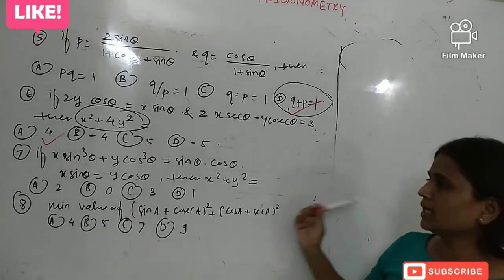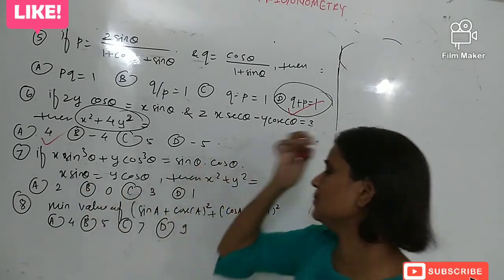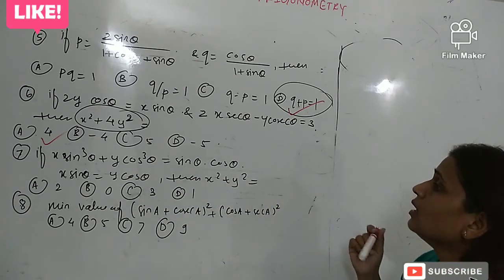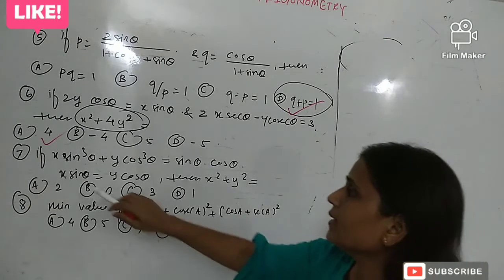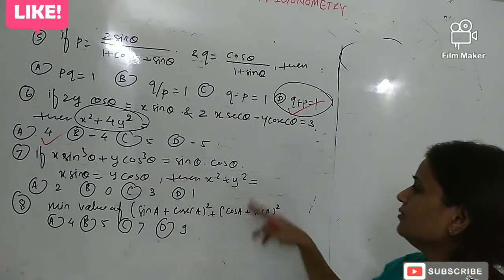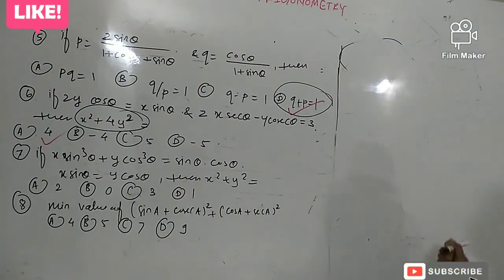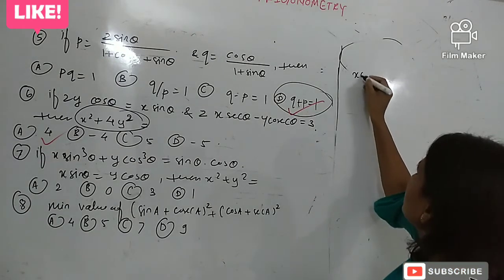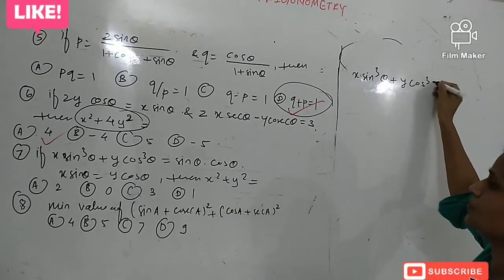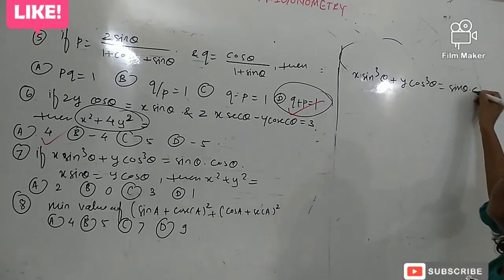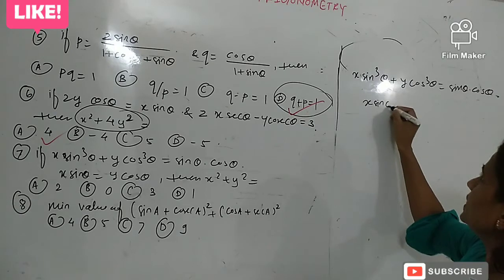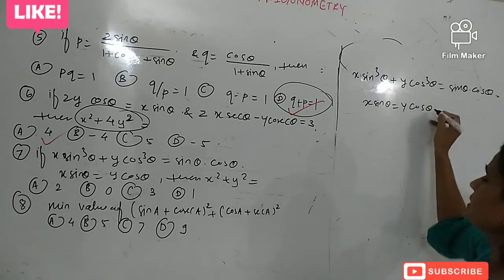Moving to our next question. Our next question is: if x sine cube theta plus y cos cube theta is equal to sine theta into cos theta, and x sine theta is equal to y cos theta, these two equations are given, then find out the value of x square plus y square. So again start from the given equations: x sine cube theta plus y cos cube theta is equal to sine theta into cos theta, and x sine theta is equal to y cos theta.